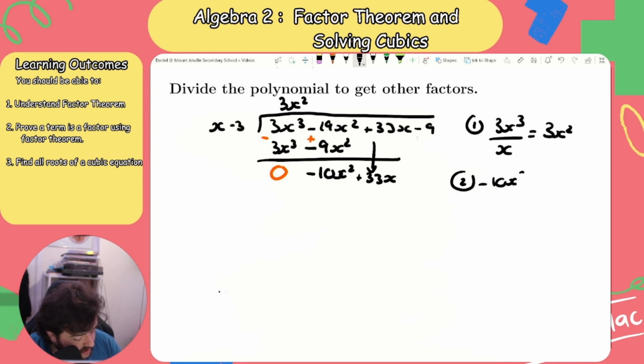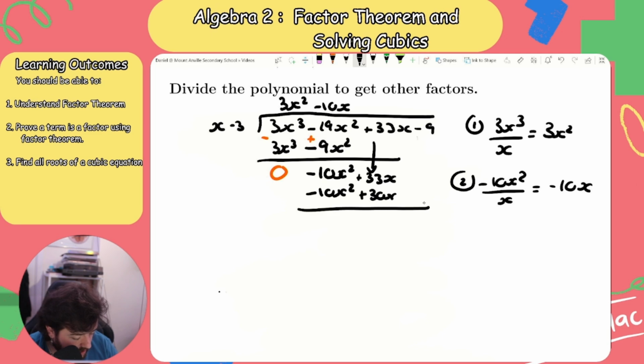Minus 10x squared divided by x equals minus 10x. Minus 10 up on top here. Minus 10 times x is minus 10x squared. Minus 10 times minus 3 is plus 30x. Change the signs, that goes to 0. This goes to plus 3x. Then bring down the minus 9.